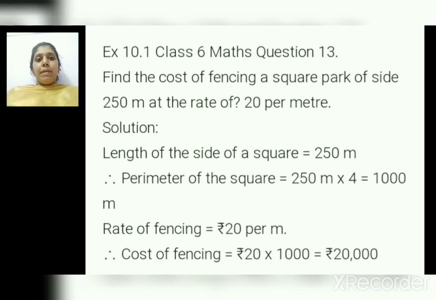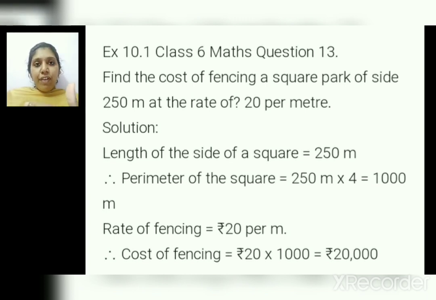Question number 13. Find the cost of fencing a square park of side 250 meter at a rate of rupees 20 per meter. Whenever you see the word fencing, it means the boundary only, so we have to find the perimeter only. We have to find the cost here. The park is in the shape of a square, and the side is also given.